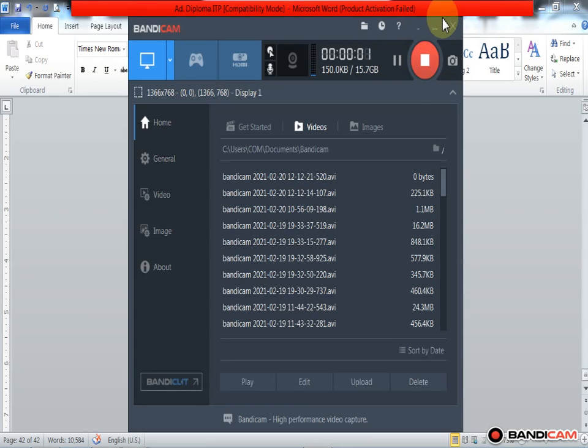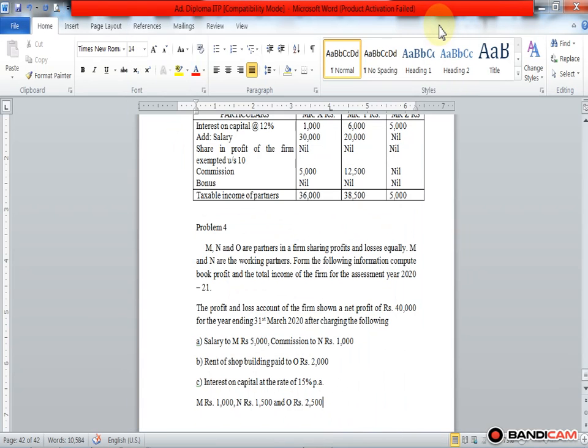Hello students, in our previous lecture we solved problem number 3 on computation of taxable income of partnership firm and computation of taxable income of individual partners. In today's lecture we are going to solve a practical problem number 4 on computation of book profit and total income of the firm for the assessment year 2020-21.